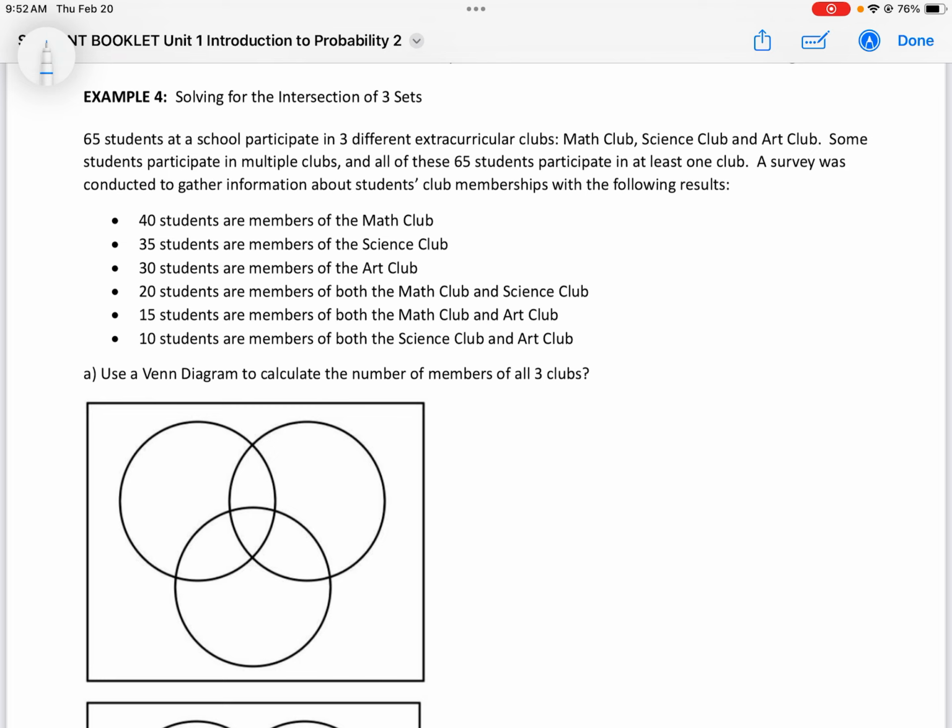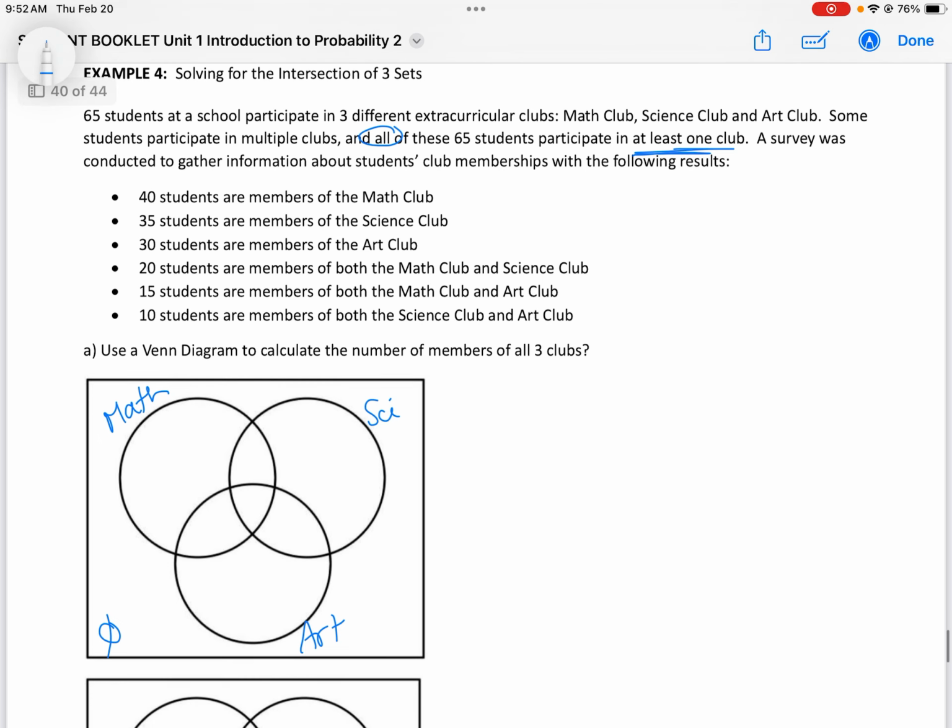So 65 students at a school participate in 3 different extracurricular clubs. So the math club, the science club, and the art club. Okay, some students participate in multiple clubs, and all of these 65 students participate in at least one club. All this means is that the number outside here is 0. So all 65 students are in at least one club.